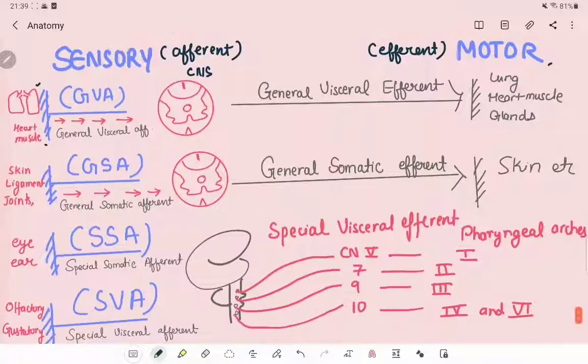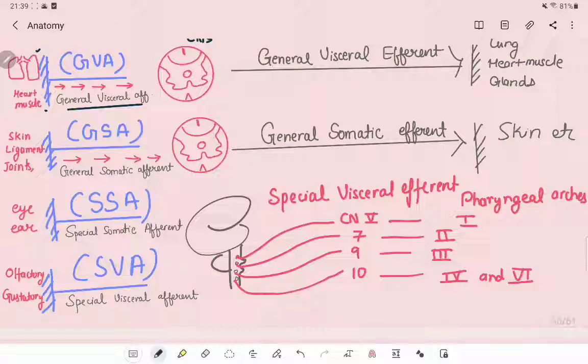The neurons which take the information from the general viscera of the body, such as the lungs or the heart muscles and other similar areas, to the CNS are called general visceral afferent neurons. Alright. Then the next category is general somatic afferent neurons, which take the information from the skin, the ligaments of the body, and all the superficial aspects of the body to the central nervous system.